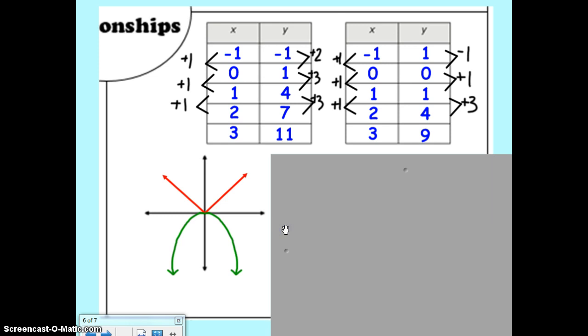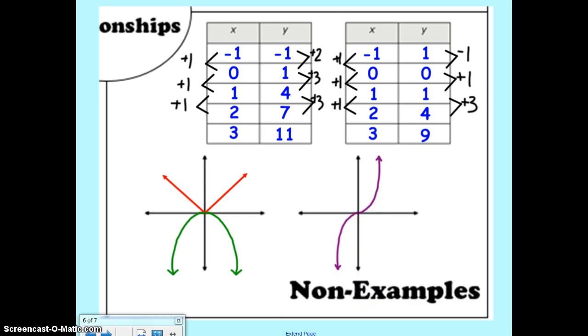Here are two examples of non-linear relationships. If we notice, even though our lines are straight on this first one, it must be one straight line. And this red line contains 2 lines. As we look at the green set of ordered pairs, there is a curve or a bend. Again, it is not a straight line with a constant rate of change. And then our purple line has 2 bends in it, which means there is not a constant rate of change.